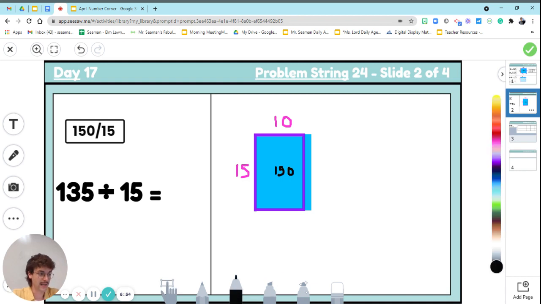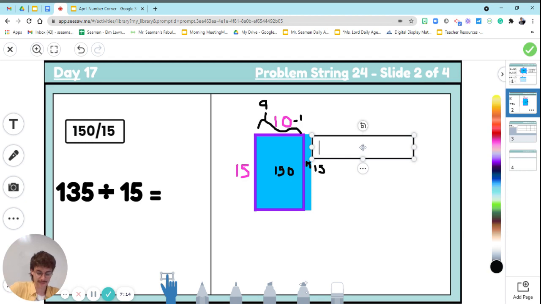Okay, so essentially what I did was I took 10 and I subtracted 1. So I got a total of just this amount here. This is worth 9. And this is still worth 15 times 1, so this is essentially worth 15. Here's what it looks like mathematically. Essentially, if I were to take 15 and multiply it by 9, I would do something like this.